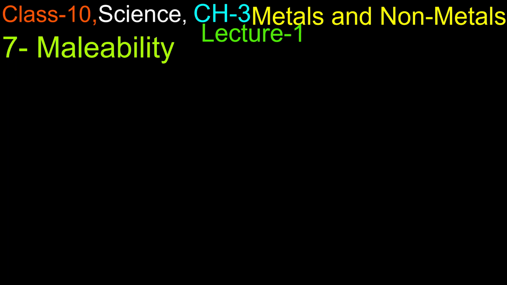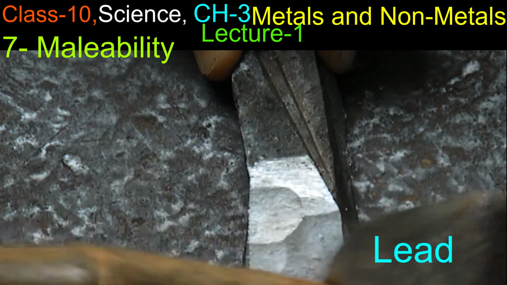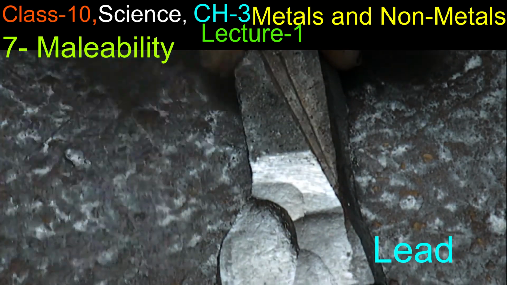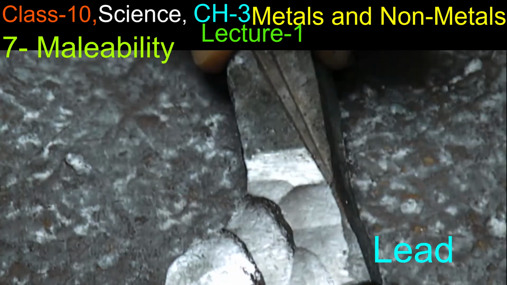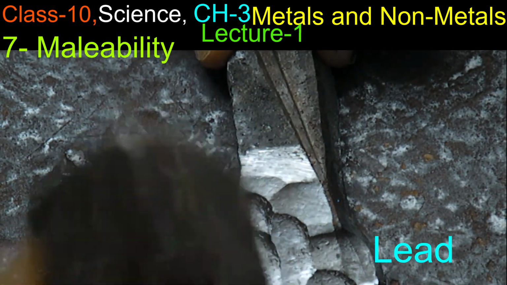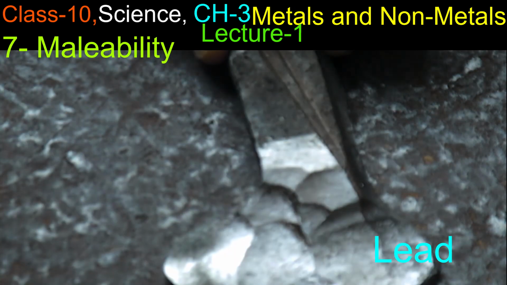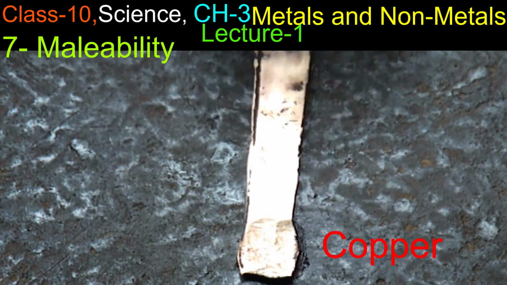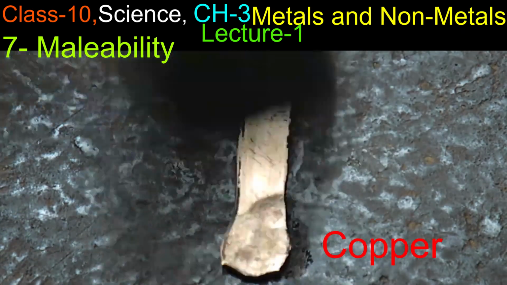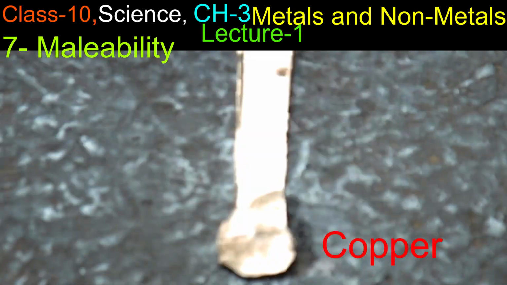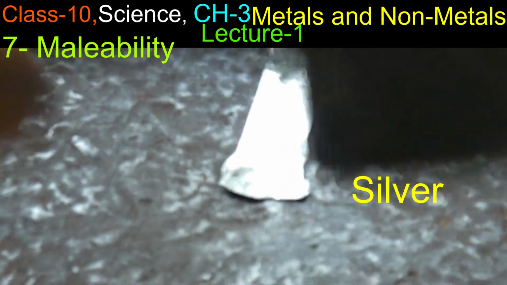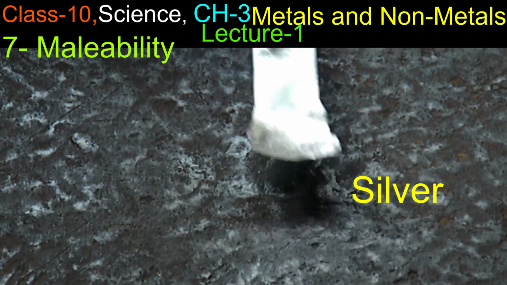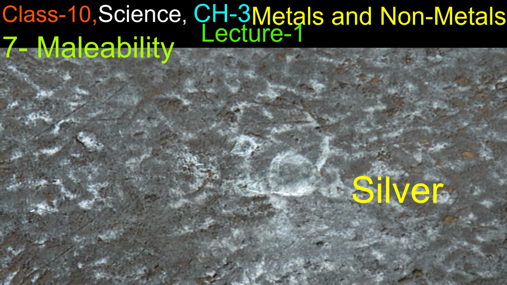Another physical property is malleability. Metal pieces become thinner on being hammered or applying compressive force. The property of materials that allows them to be hammered or beaten into thin sheets is malleability. Ag or silver and Au or gold are the most malleable metals. It means they can be beaten into the thinnest sheets without being broken.